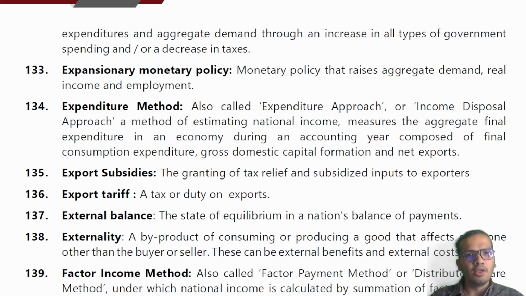expenditure method. It's also called as expenditure approach or income disposable approach. It's a method of estimating national income, measures the aggregate final expenditure in an economy during a specific accounting year, composed of final consumption expenditure, gross domestic capital formation, and net exports.